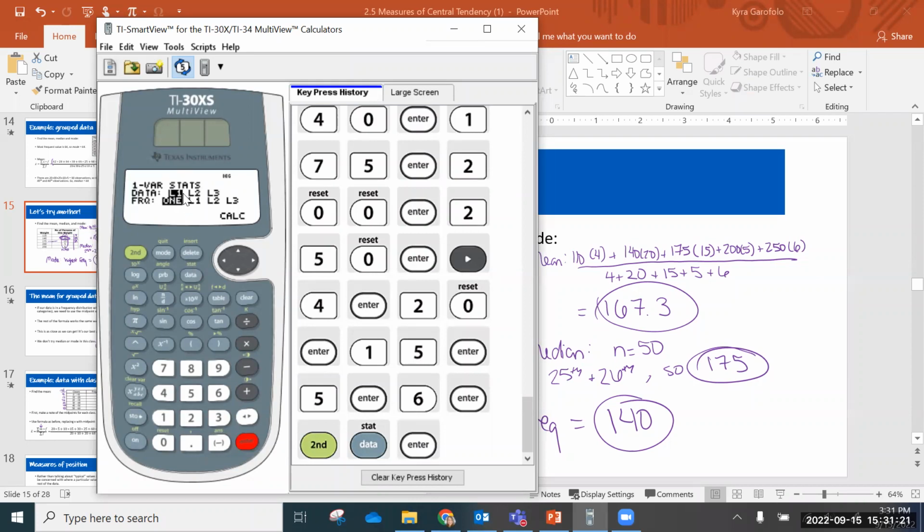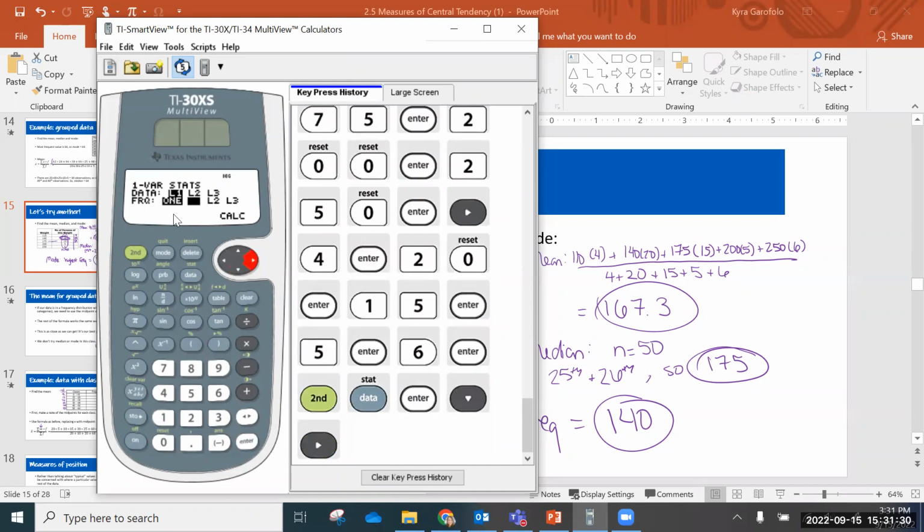Our data is L1, okay? But now instead of frequency being 1, we want to say, no, we put a frequency distribution in here. So our frequencies are actually in L2, okay? And that's going to tell us that we're dealing with group data. When we press calc, it's going to calculate those for us. And sure enough, our mean, just like we found before, is 167.3.